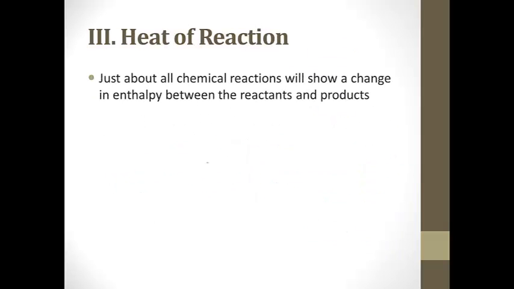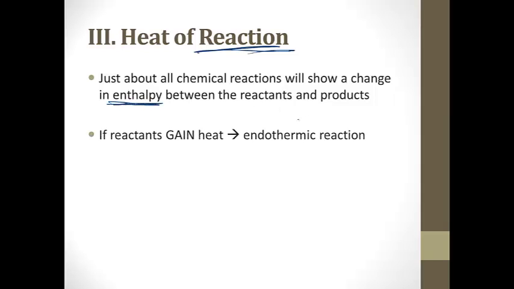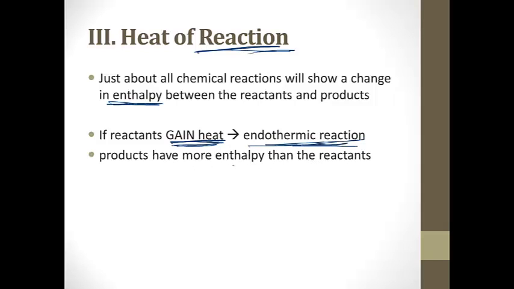Heat of reaction. Just about all chemical reactions will show a change in enthalpy between the reactants and the products. Don't forget, enthalpy is the internal energy. So if the reactants end up gaining energy, then this is an endothermic reaction. The products will end up with more enthalpy than the reactants. That doesn't mean they will be hotter. It just means that the enthalpy of the products is greater. The total internal energy is greater than that of the reactants. Delta H will be a positive value for this reaction.